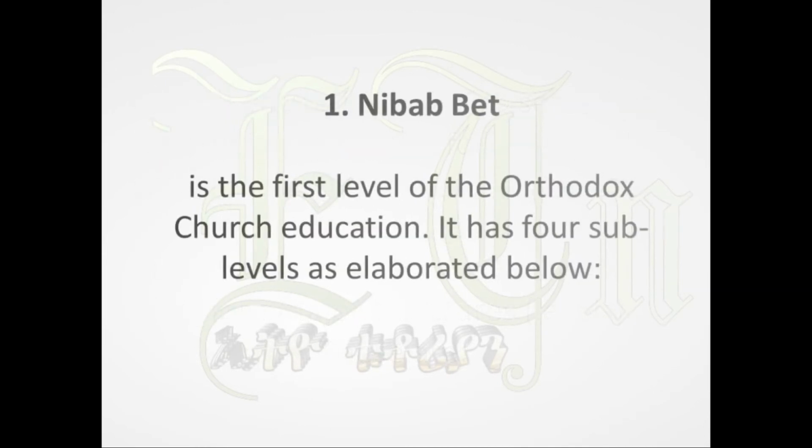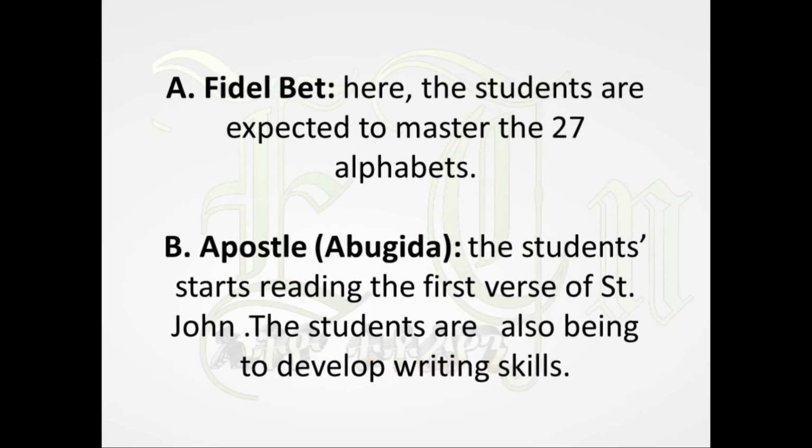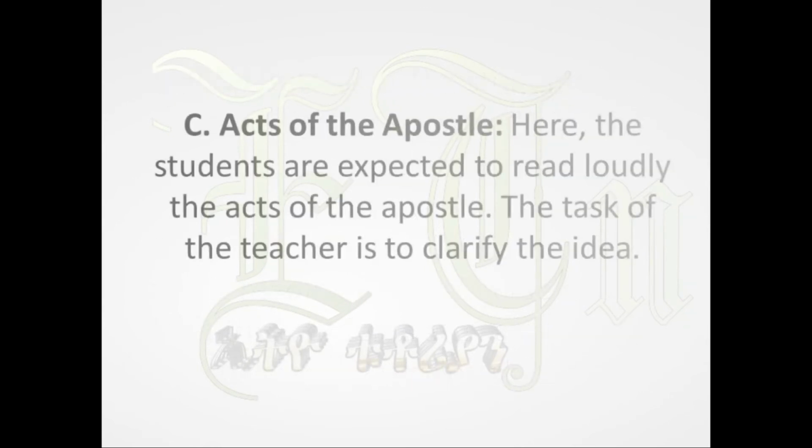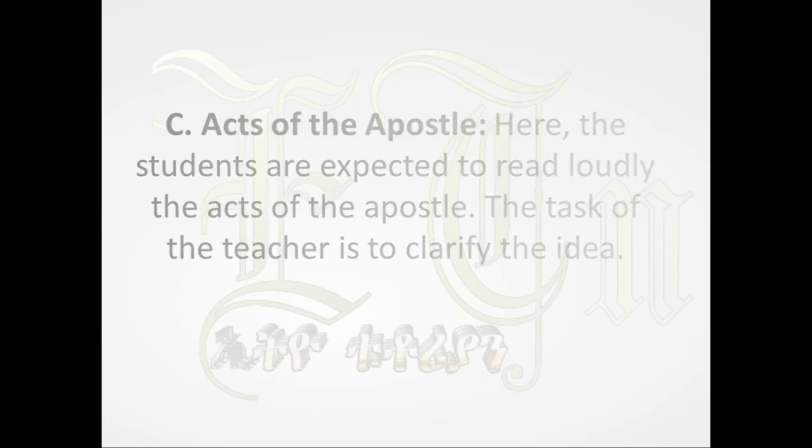These are: 1. Nebab Bet is the first level of Orthodox Church education. It has four sub-levels, as elaborated below. A. Fidel Bet. Here, the students are expected to master the 27 alphabets. B. Apostle Abugida. The student starts reading the first verse of St. John. The students also begin to develop writing skills. C. Acts of the Apostles. Here, the students are expected to read aloud the Acts of the Apostles. The task of the teacher is to clarify the ideas.